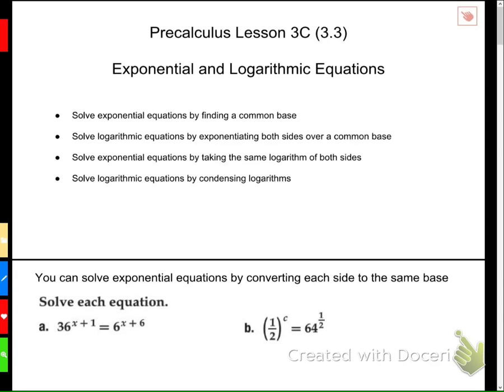Okay, this is the third part of Chapter 3. Here we're looking at exponential and logarithmic equations, and today we're just going to get through the first 3 bits of this here, and we'll do the last one tomorrow.